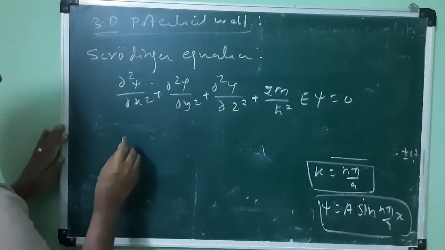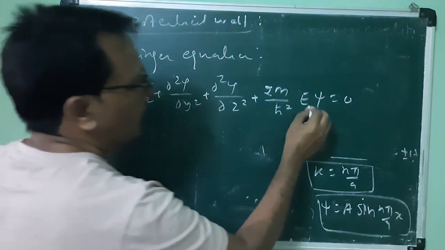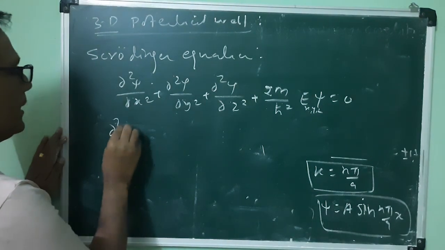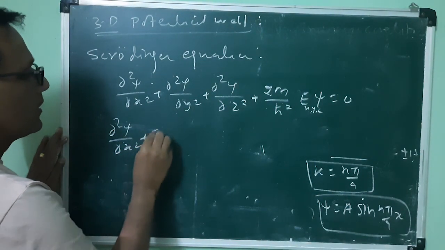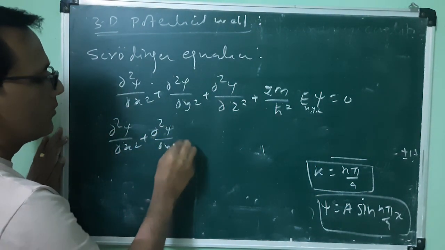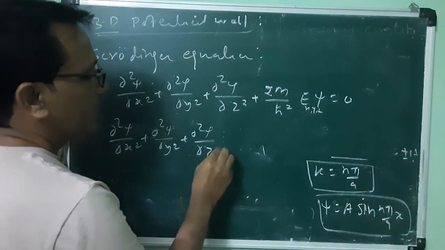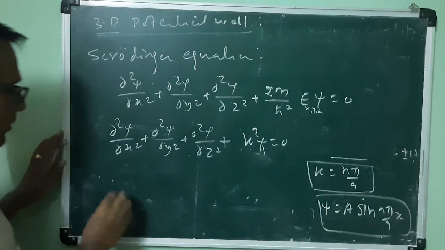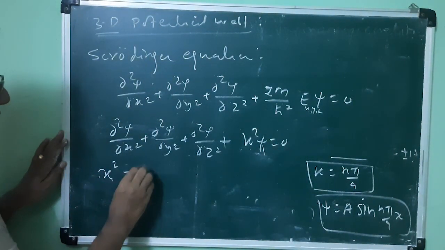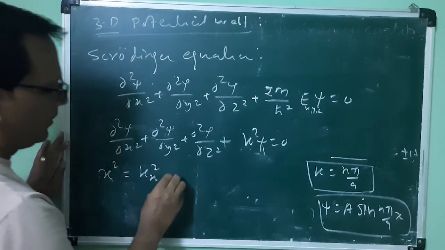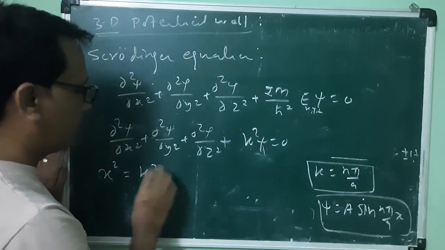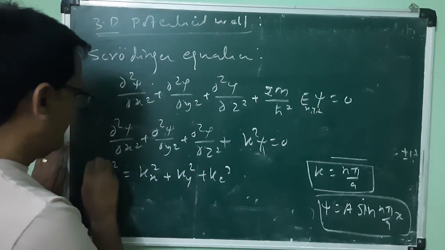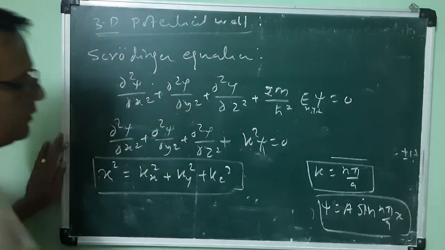In terms of k, one can write this E(x, y, z) in the three-dimensional case. So this is del square psi by del x square plus del square psi by del y square plus del square psi by del z square, plus k square psi, equal to 0, where k square is the sum of the components of x, y, z. So kx square plus ky square plus kz square. This is for the 3D case.